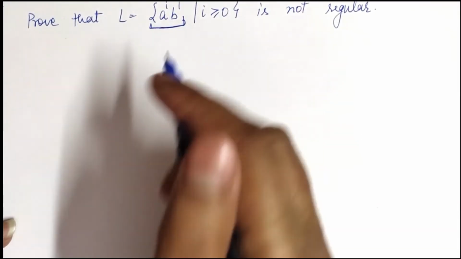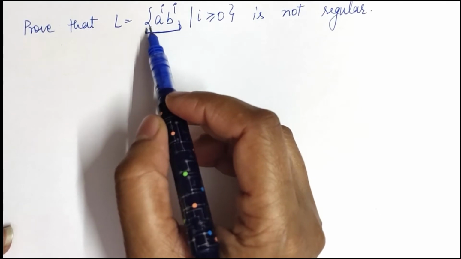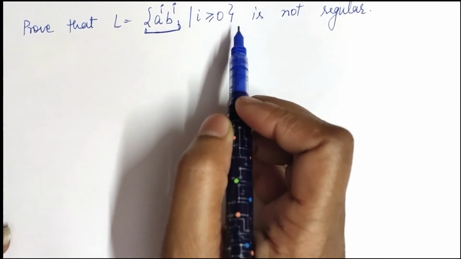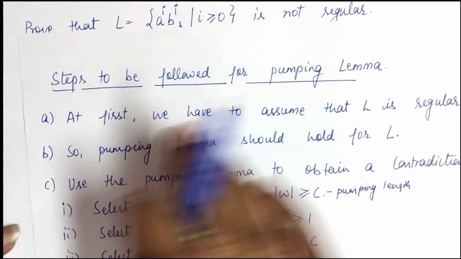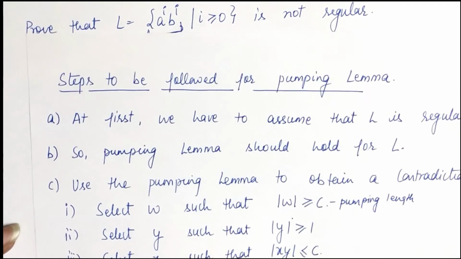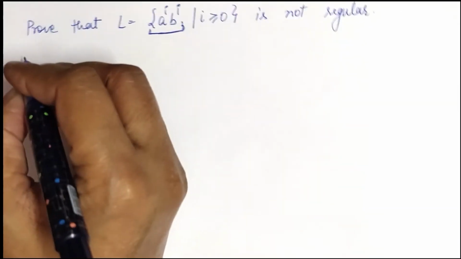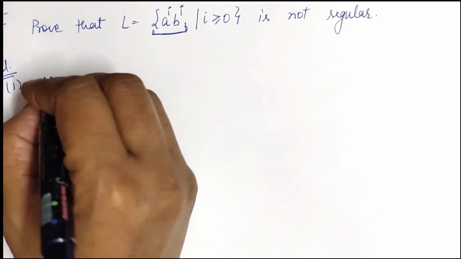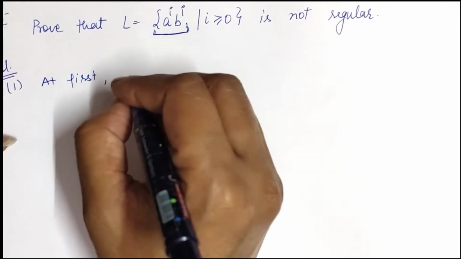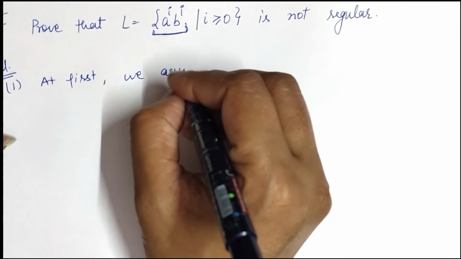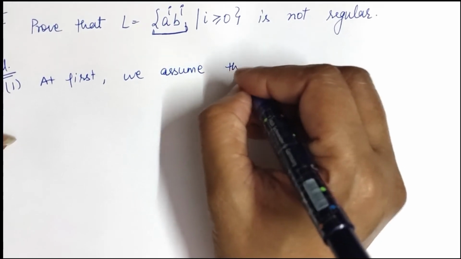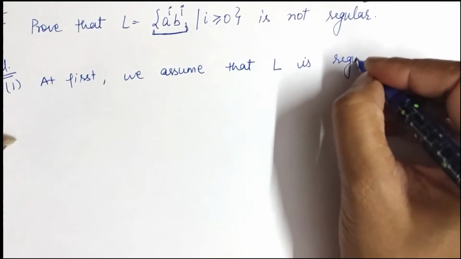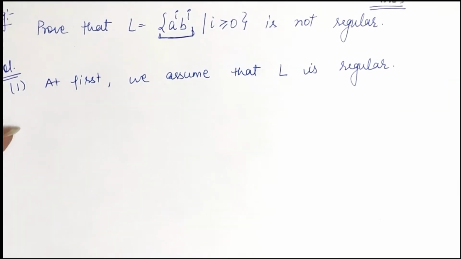So we have a question: we have to prove that the language L equals a to the power i b to the power i, where i is greater than or equal to 0, is not regular. See here, the first step is to assume that the language L is regular. So in the solution, for the first step, we assume that this particular language L is regular.